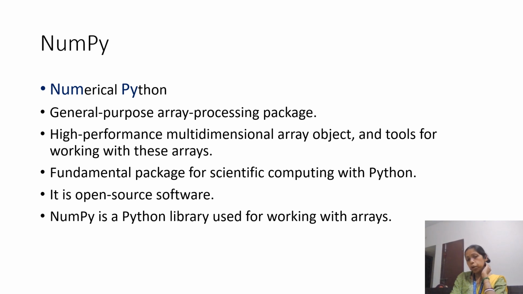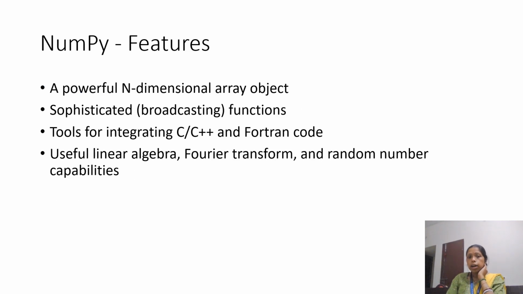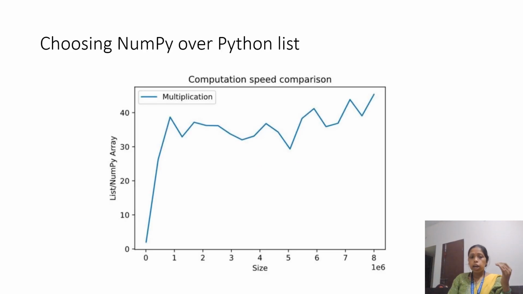So just if you open the Google Colab, if you call the NumPy library, you can write down the code with respect to array and NumPy, right? So you can create an n-dimensional NumPy array, and it can also integrate with C and C++, and various types of linear algebra, Fourier transform, and random number generation can be possible with the help of NumPy, right?